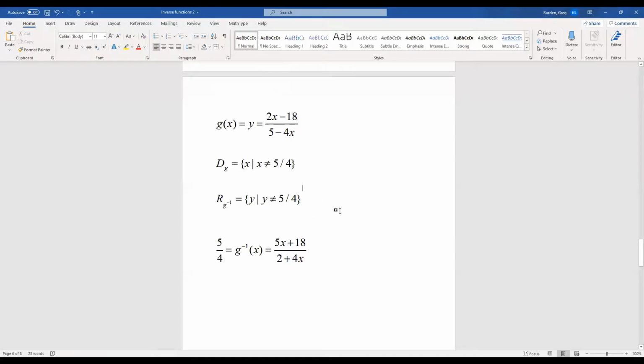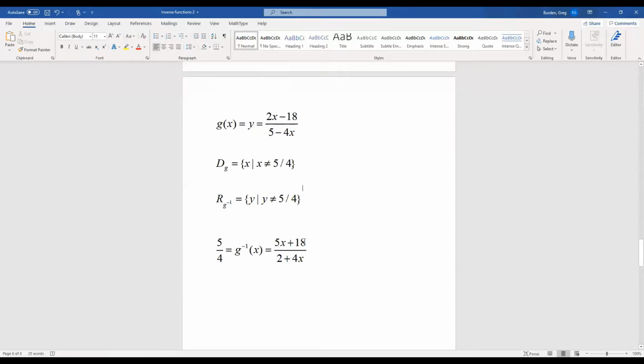The X, the Y, that's just a generic element. And so the set of all X such that X is not equal to 5/4 is the same as the set of all Y such that Y is not equal to 5/4. There's no difference between those sets. Okay, so I'm going to show that the range of G inverse does not contain 5/4 by trying to solve this equation: 5/4 equals G inverse of X. So if this were in the range, there would be some X that would be sent to 5/4. And I'm going to show that there is no X that's sent to 5/4 by trying to solve this equation.